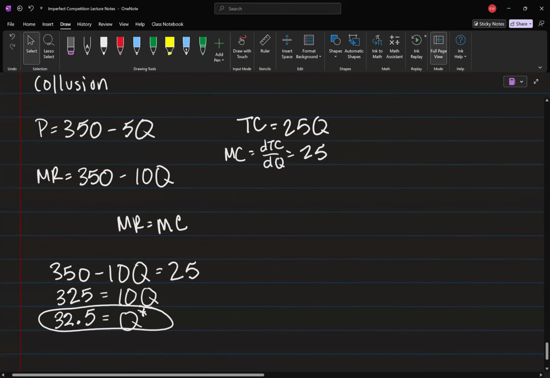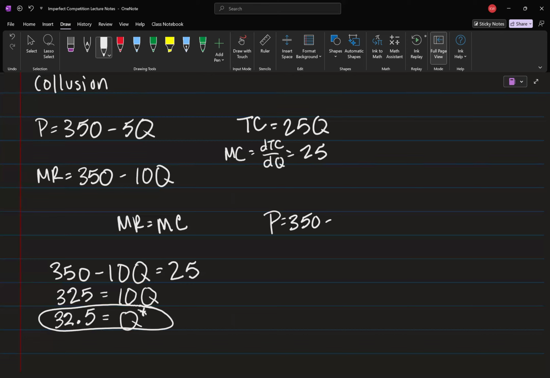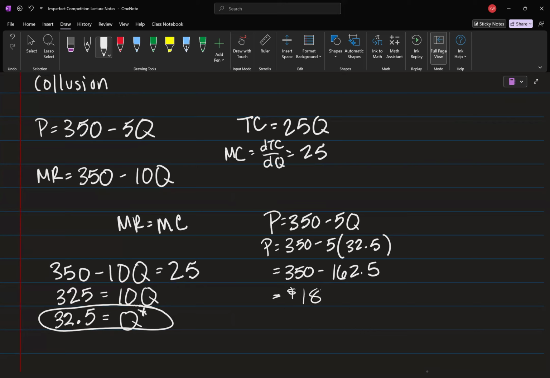Next, we need to find the price. So we're going to substitute for output in our demand equation. So again, our demand equation is price equal to 350 minus 5 times quantity. Substituting for output, we get 350 minus 5 times 32.5. 5 times 32.5 is going to get us 162.5. So we'll have 350 minus 162.5. And that's going to leave us with a price of $187.50. That is the market price for this collusion market, right? This cartel.